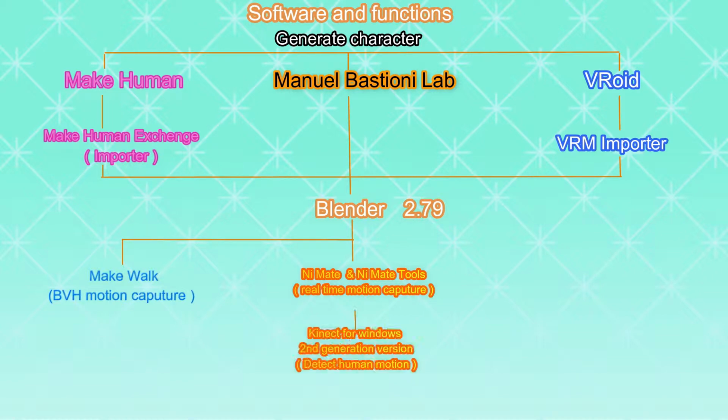Next, prepare second-generation Kinect for Windows. This is a camera that reads the human movements. Finally, prepare Pastel Action. This is used to control character motion.